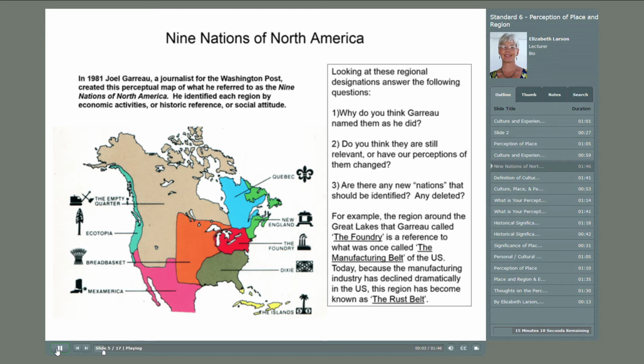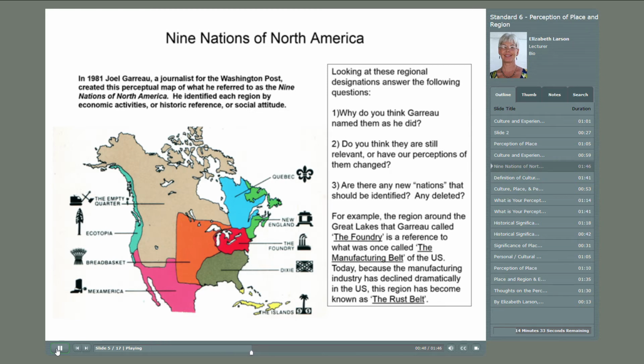The map on this page is called the 9 Nations of North America. In 1981, Joel Garreau, a journalist for the Washington Post, created this now very famous perceptual map of what he referred to as the 9 Nations of North America. He identified each region by economic activities or historic reference or social attitude. As we look around this map clockwise, we can see several regions: Quebec in Canada, the New England region, the Foundry, Dixie, the Islands, Mex-America, the Breadbasket, Ecotopia, and the Empty Quarter.